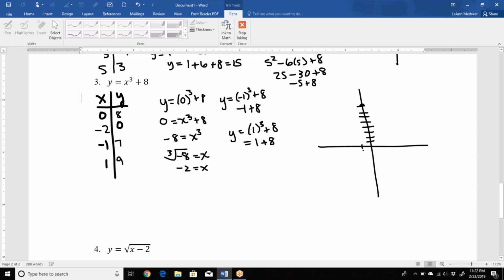We have negative 2, 0. We have negative 1, 7. And we have 1, 9. Now I'm probably going to plot 2 as well just to get an idea of where that's going to be.